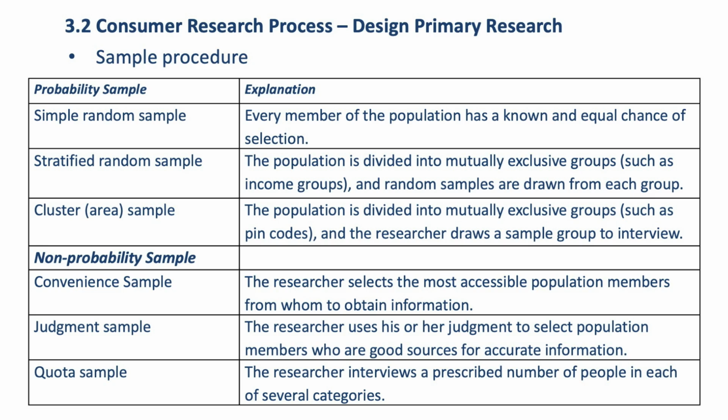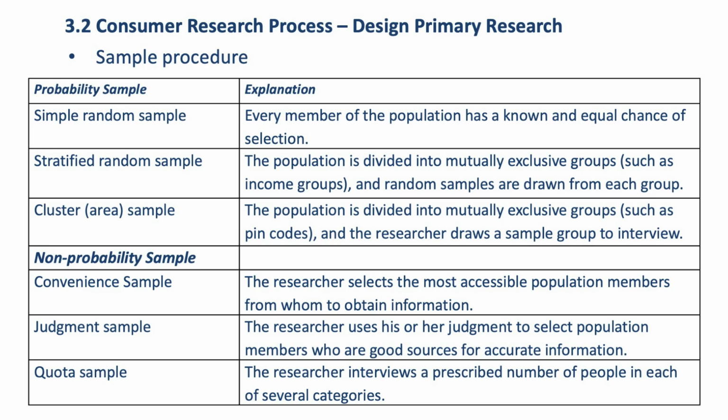Non-probability samples include the convenience sample: the researcher selects the most accessible population, easily available to him, meeting the criteria, of course. Judgment sample: the researcher uses his judgment to select the population members who are a good source of accurate information. So he uses his judgment.